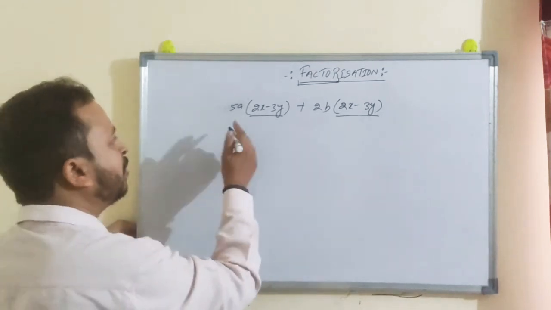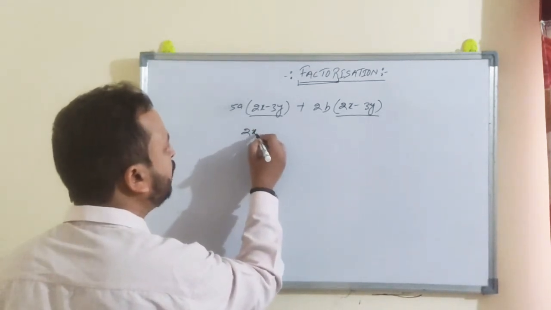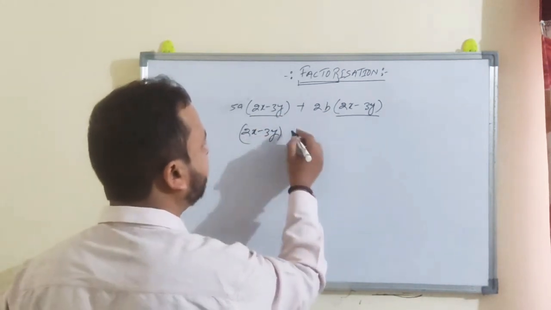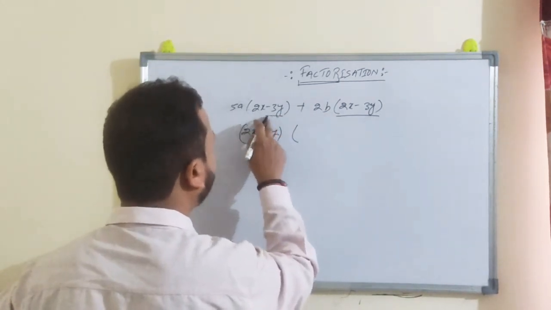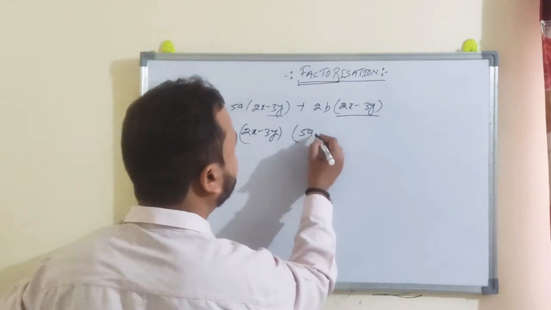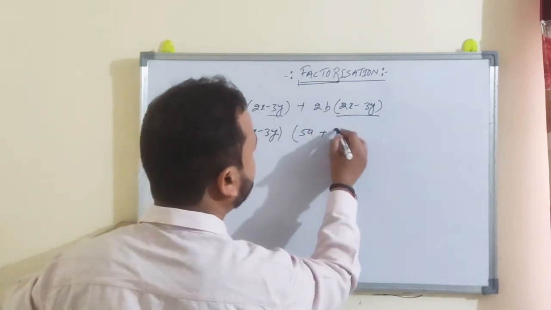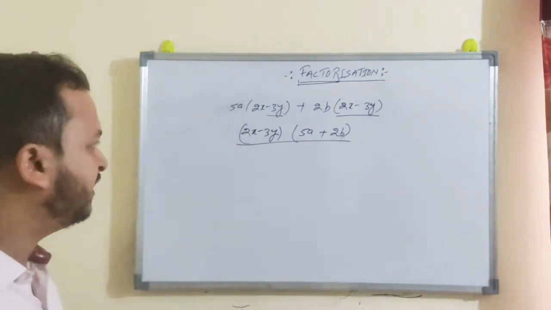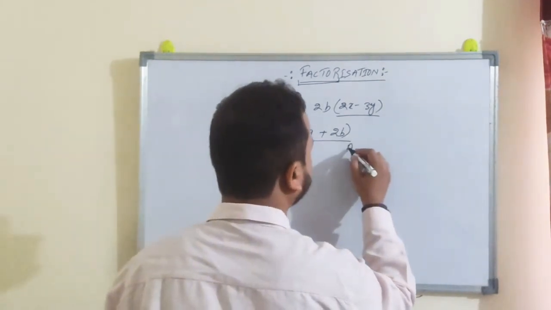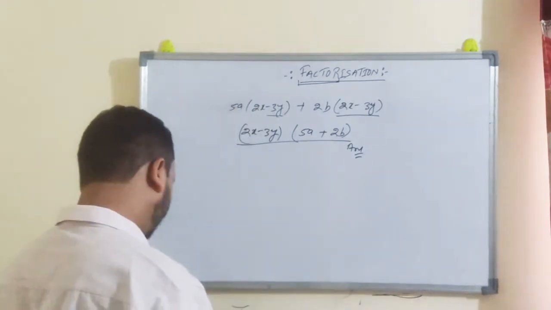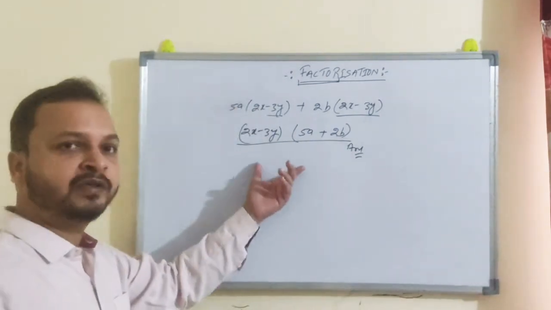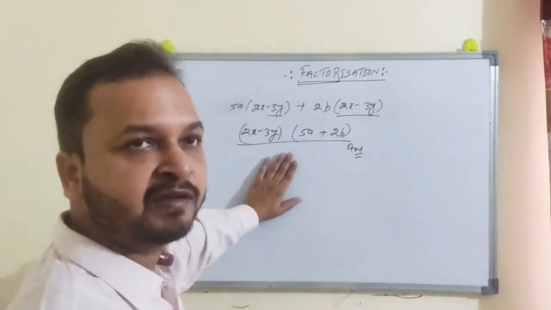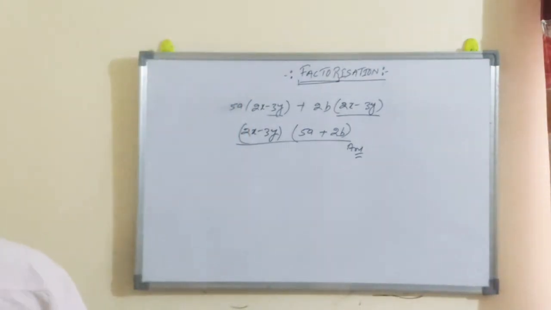So you can take it common, and write it as (2x - 3y). If you take it common from here and here, in this part you are left with 5a, and in this part you are left with 2b, right? So this way you have factorized it, and this is the answer. If you understand how to do this, it means you feel that factorization is a very easy chapter actually.